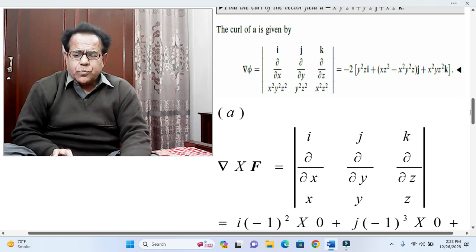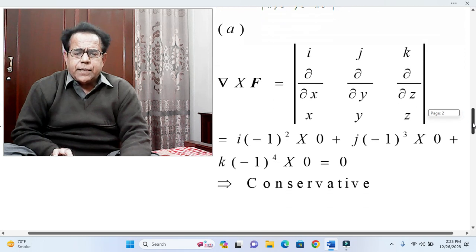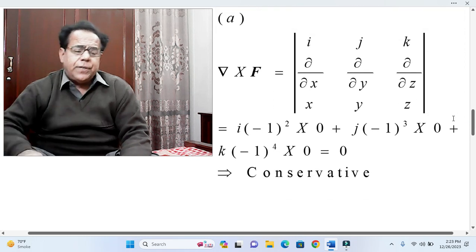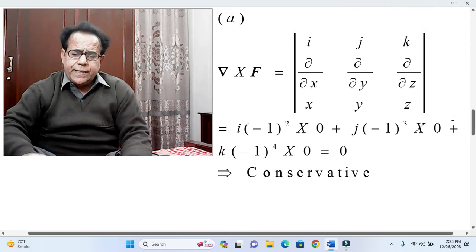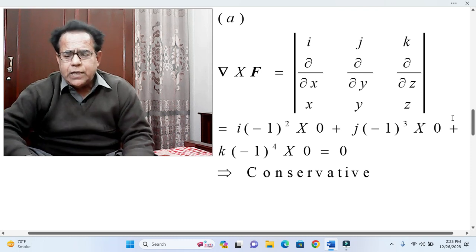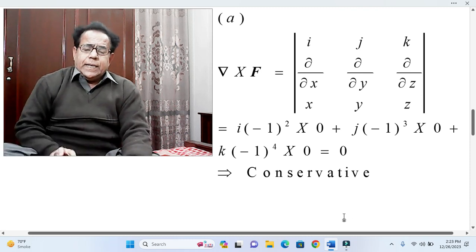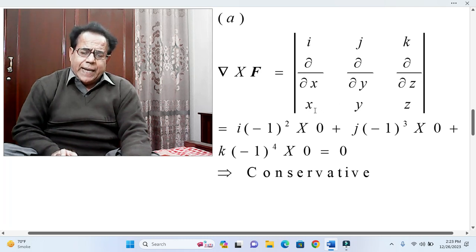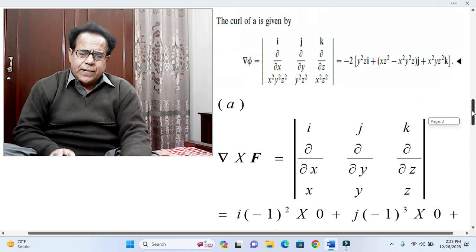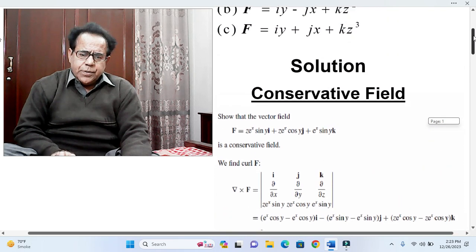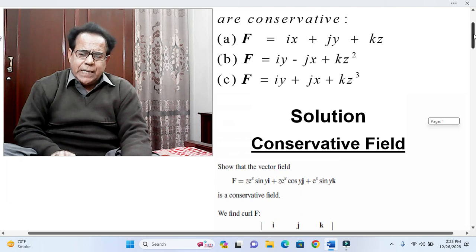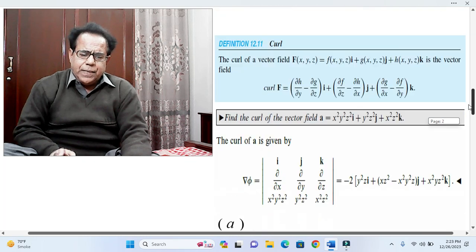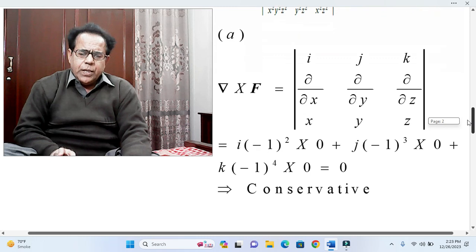So now we come towards part A. Curl F, del cross F, is equal to the determinant with i, j, k, partial over partial x, partial over partial y, partial over partial z. The force given was i x plus j y plus k z, the simplest form.